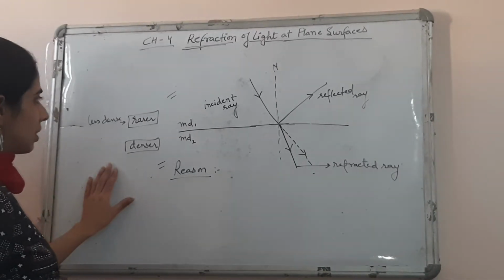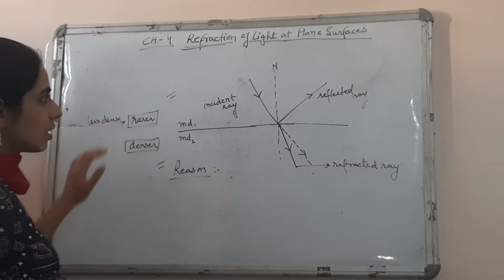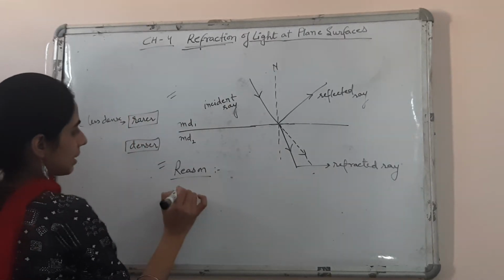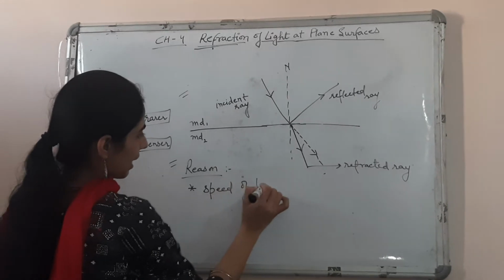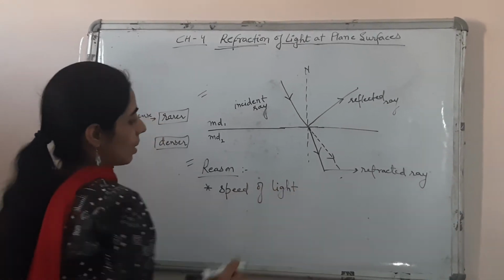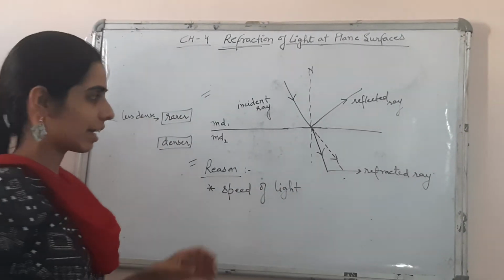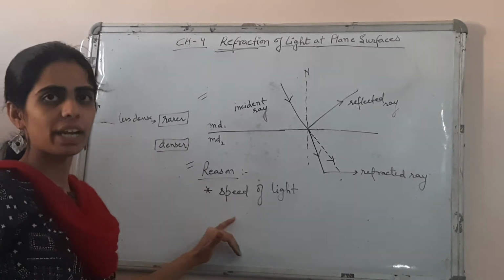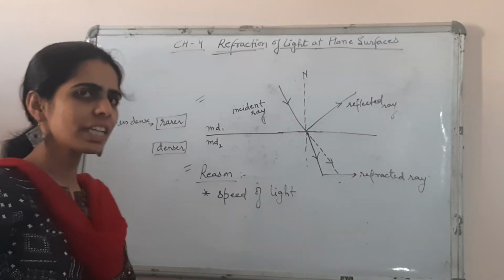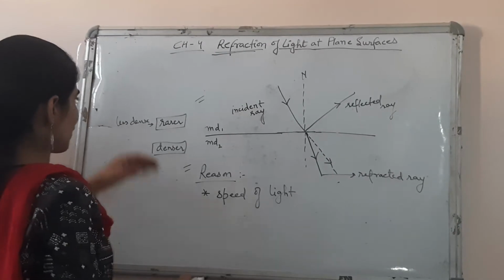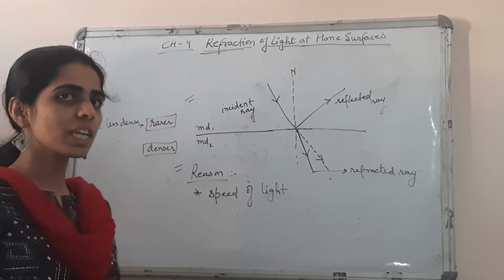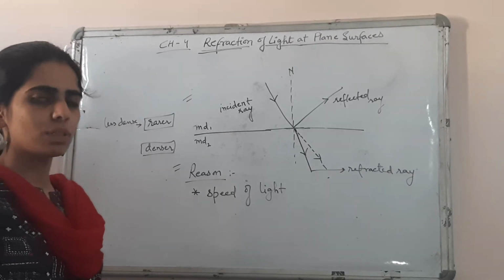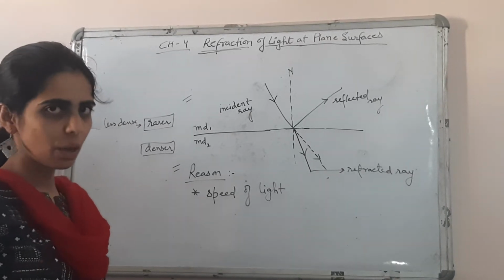So what will happen here? In rarer medium, the speed of light will be different, and in medium 2, that is the denser medium, the speed of light will be different. So can anyone tell me that in rarer medium, how will the light move? Will the speed be higher, which means it will be faster, or will it be slow?